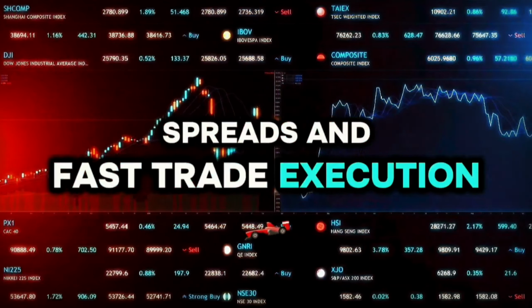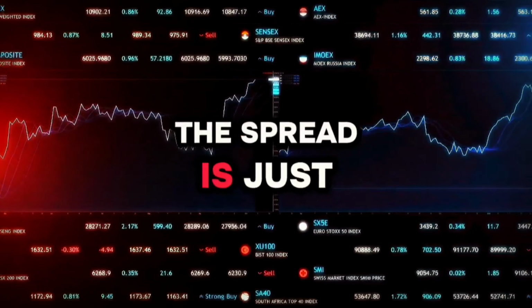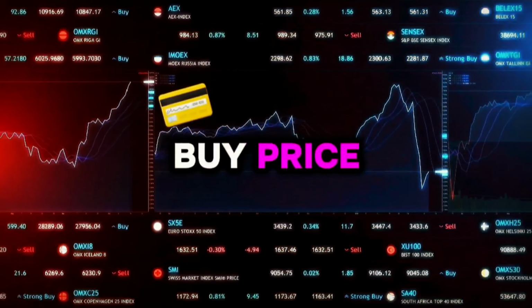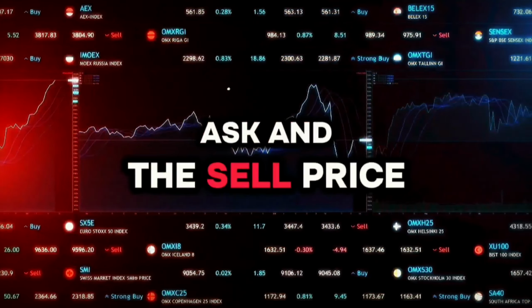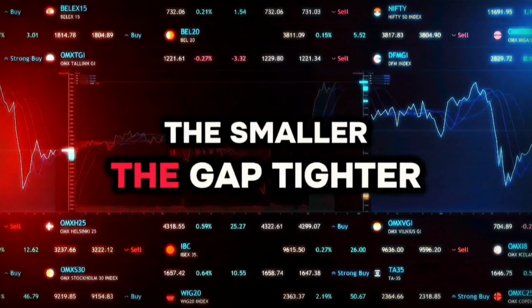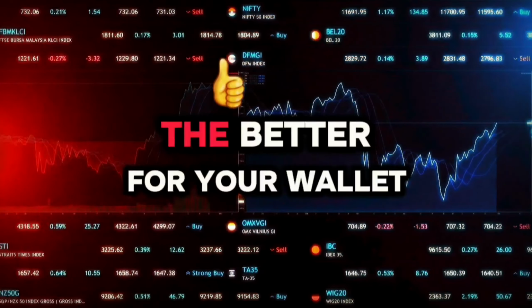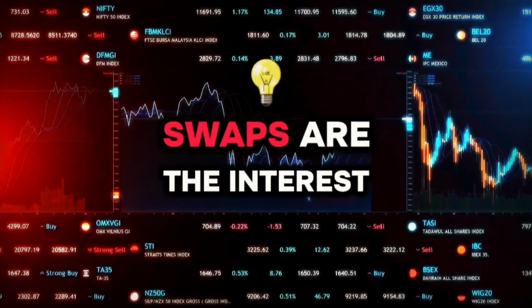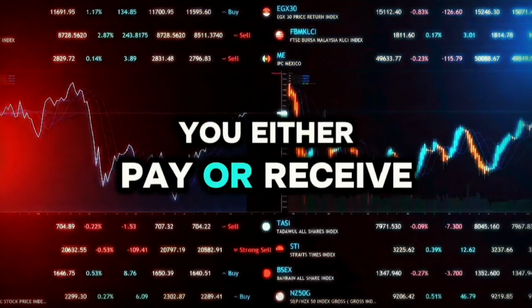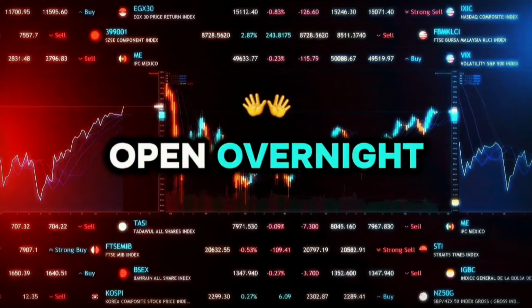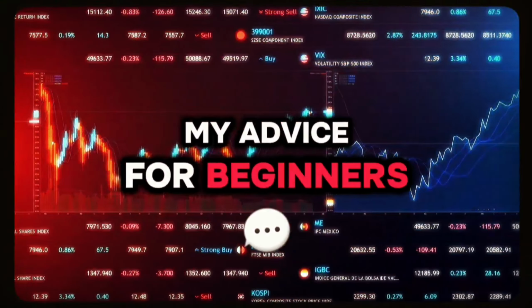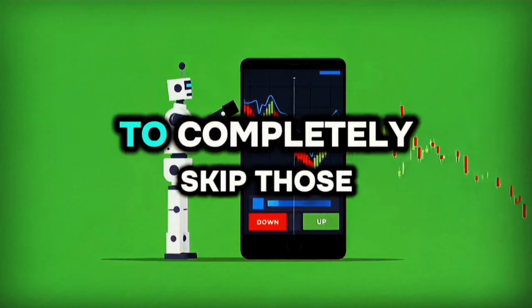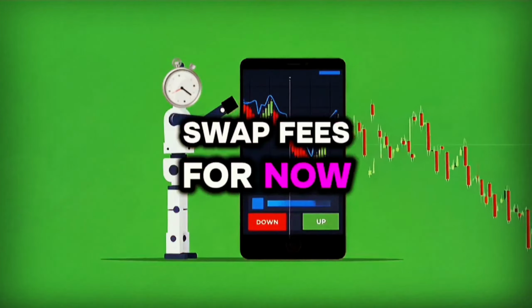Spreads and swaps explained. The spread is just the small gap between the buy price, the ask, and the sell price, the bid. That gap is how your broker makes their cut. The smaller the gap, the tighter the spread, the better for your wallet. Swaps are the interest you either pay or receive for keeping a trade open overnight. My advice for beginners? Focus on day trading to completely skip those swap fees for now.